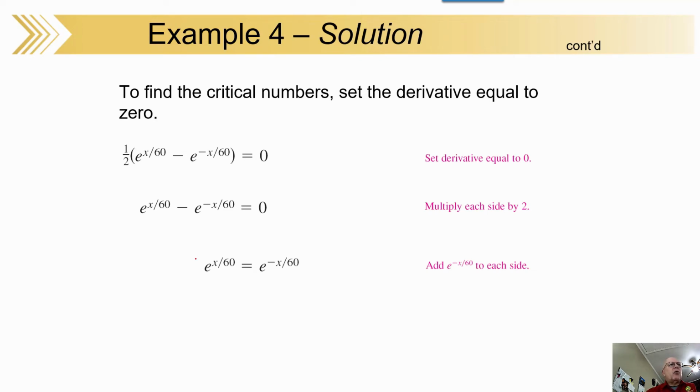Well, we've got two expressions here. Both of them have the same base. So if this number and this number are going to be the same, and you've got the same base, then the exponents must also be the same. It's one of the properties. Very handy one. So x over 60 equals minus x over 60.